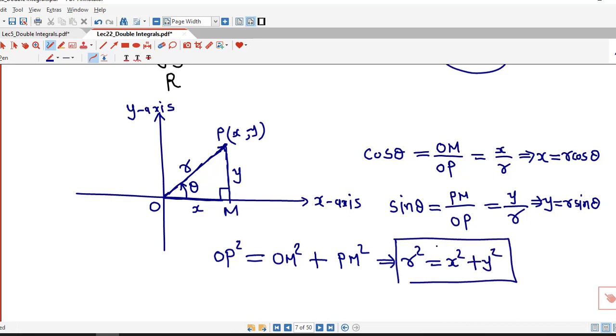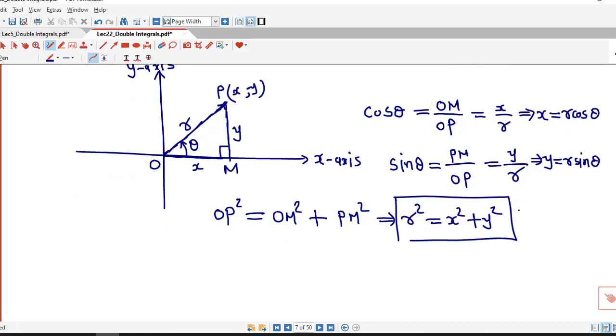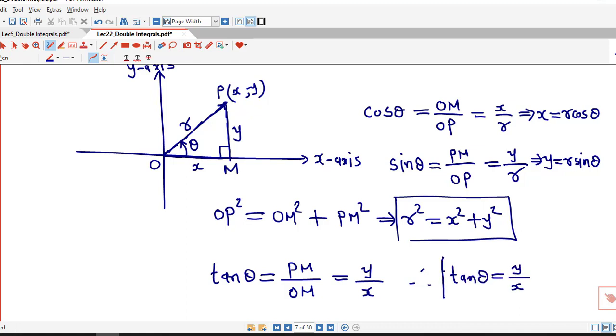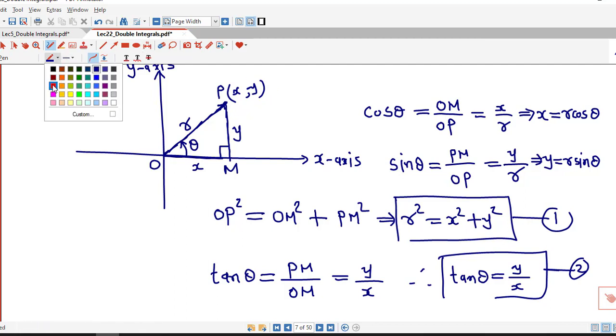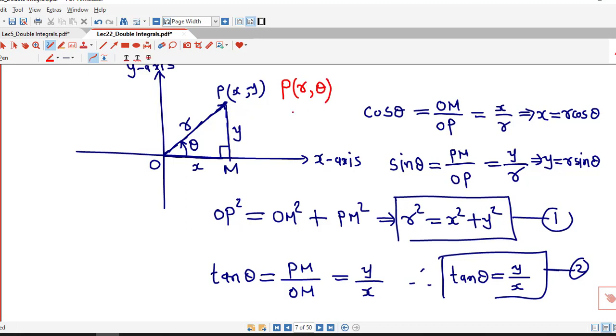Here r is a polar coordinate, theta is a polar coordinate. Also if we consider tan theta, then tan theta is given by PM divided by OM, that is y by x. So tan theta is nothing but y divided by x. These two equations are the relationship between Cartesian and polar coordinates. So if we use polar coordinates, our point P can be represented by polar coordinates (r, theta).